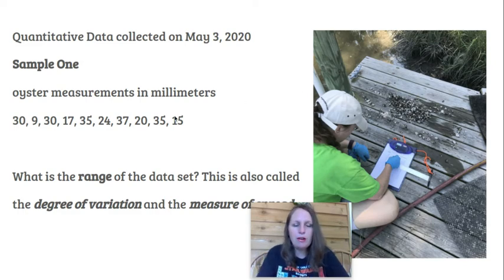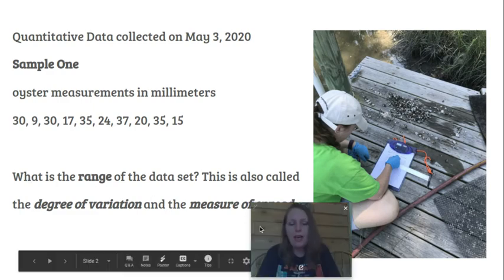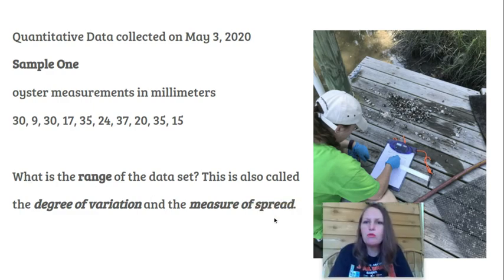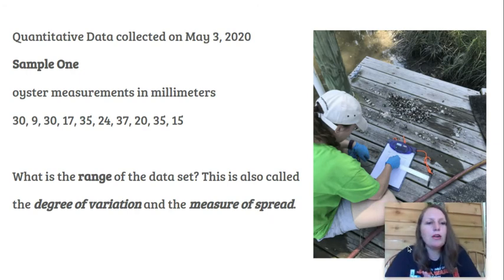If you take a look here, this is sample 1. The measurements are all in millimeters. So I literally had a ruler that had millimeters and centimeters on it and measured them, and these are the results I had. So my first question to you is, what is the range of the data set? And remember, the range is the one that has those different names. It can also be called the degree of variation and the measure of spread.